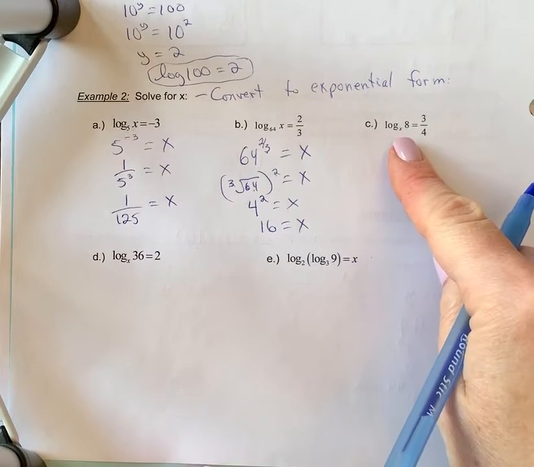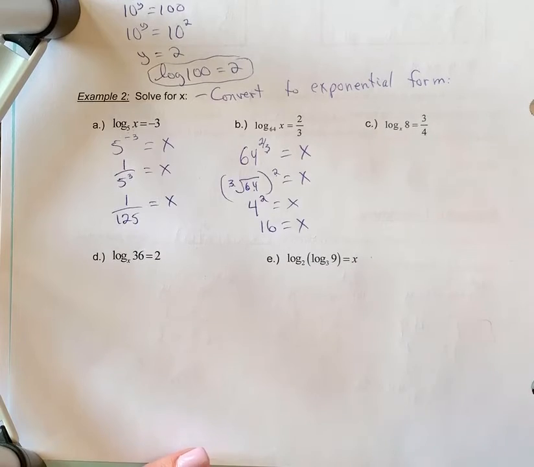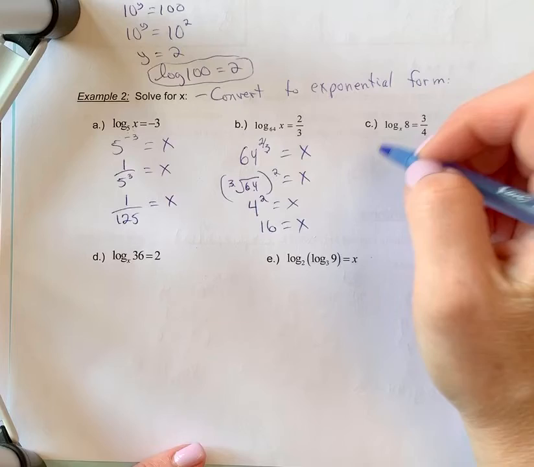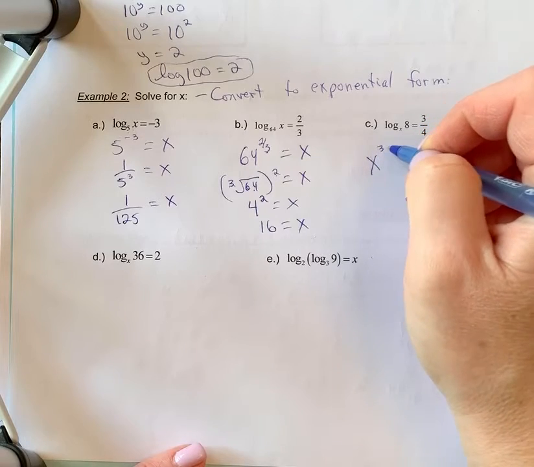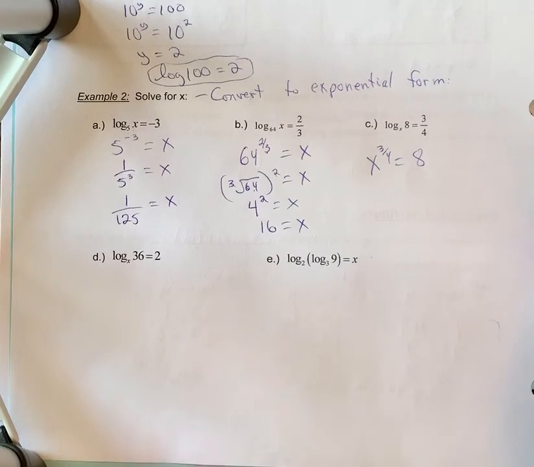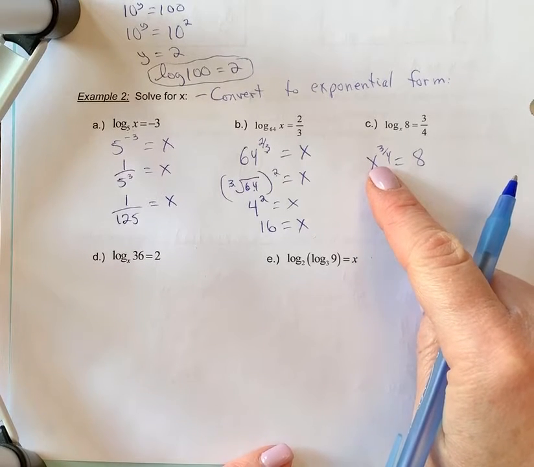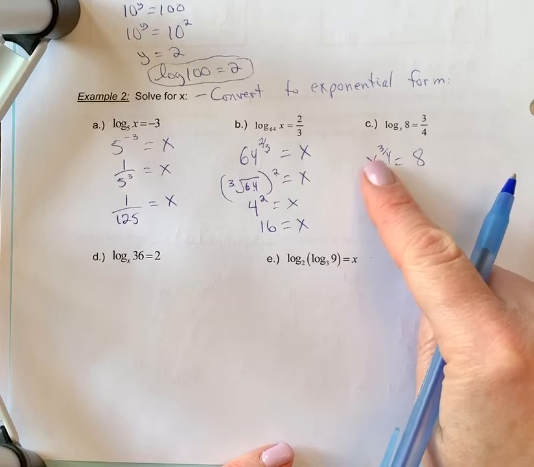Let's look at the next one. Log base x of 8 equals 3/4. So we're going to put x to the 3/4 equals 8. So now x is not by itself. X has an exponent in it. So I want the exponent on x to be 1 because x to the 1 is just x.